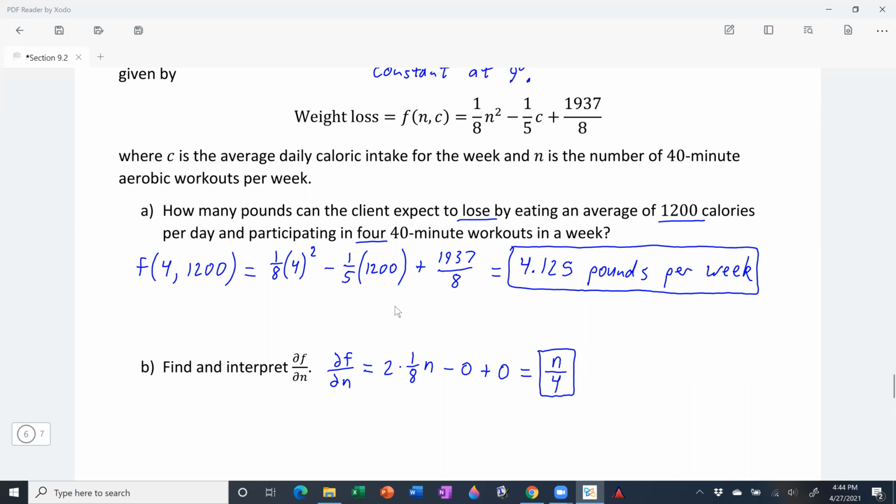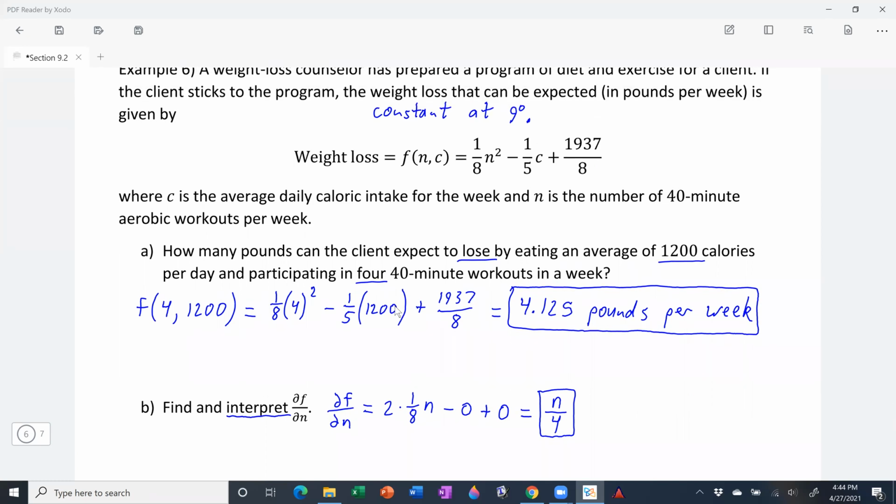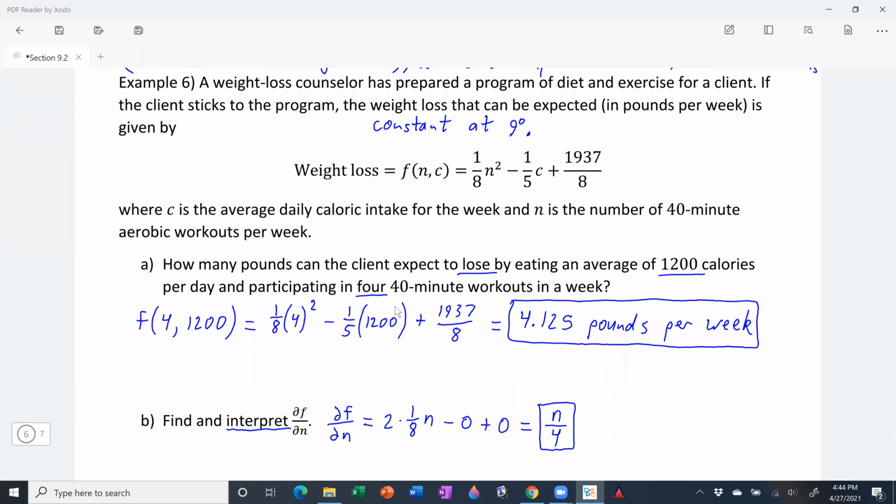Okay, so that's the find part. Now let's move over to the interpret part. So let's go back and think about what this function actually means. The F function is talking about the overall weight loss per week, with N being the number of workouts and C being the average calories per day.